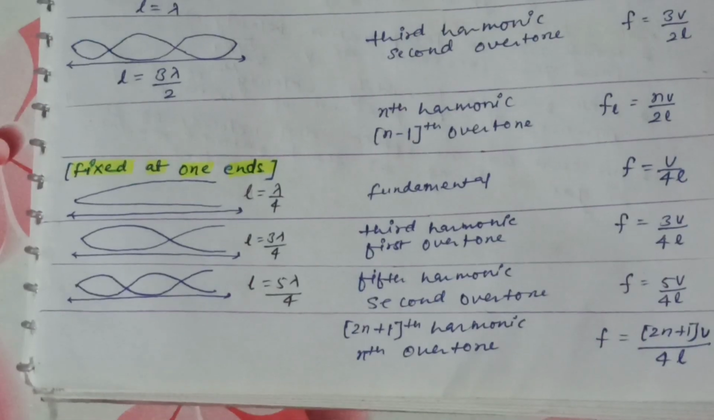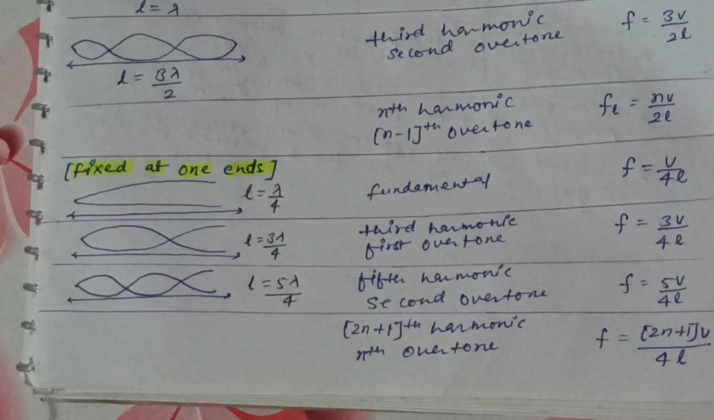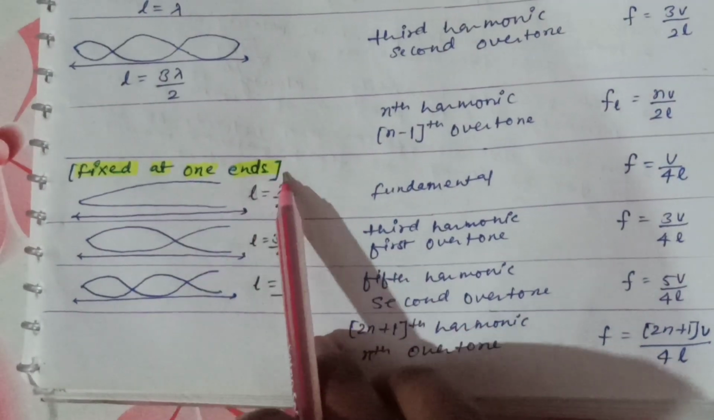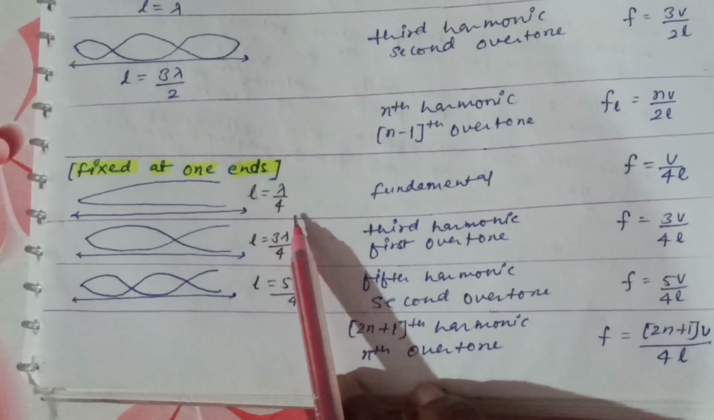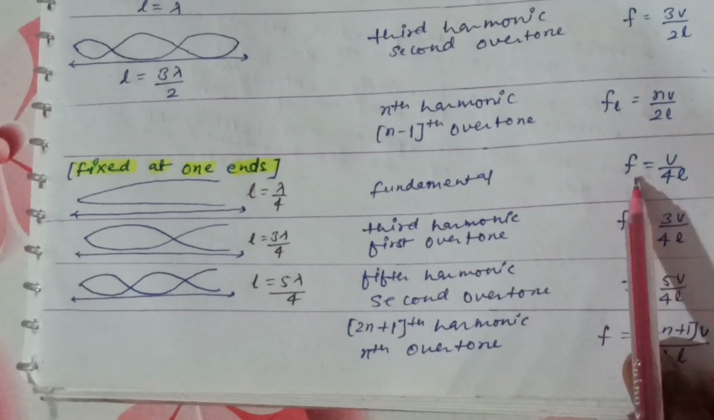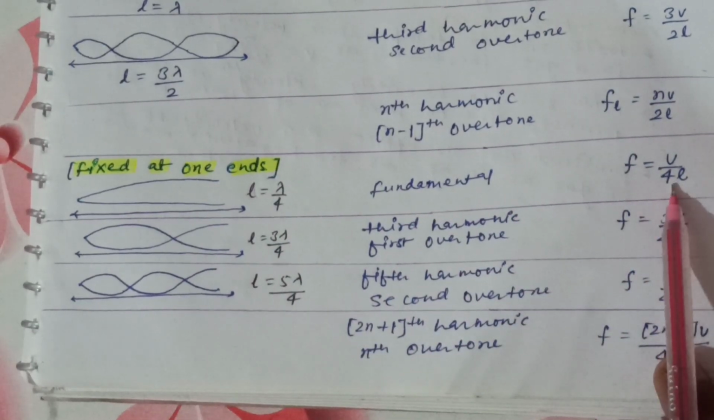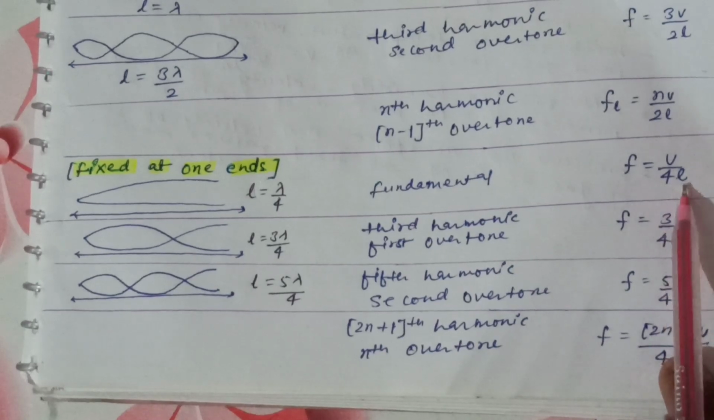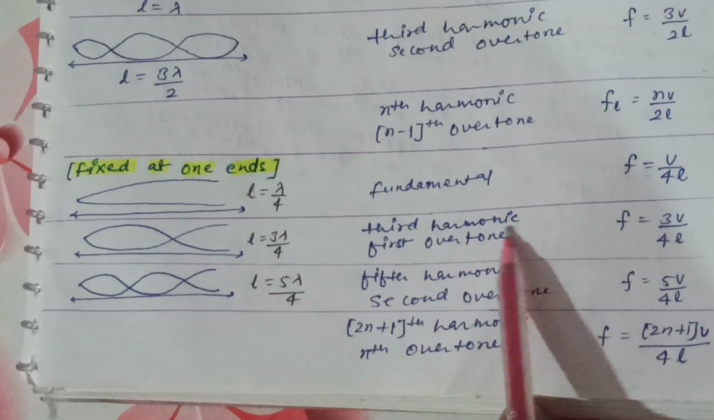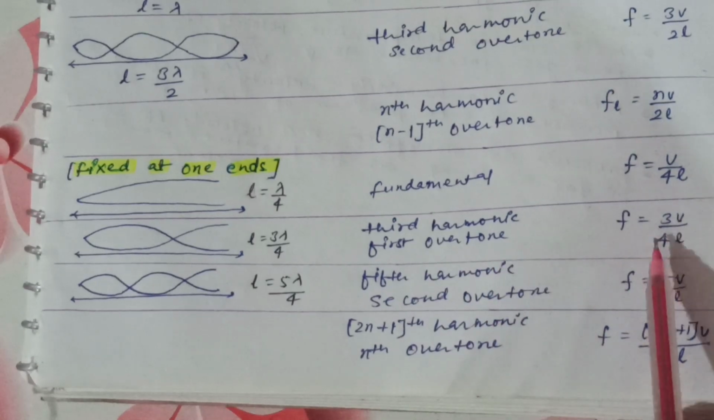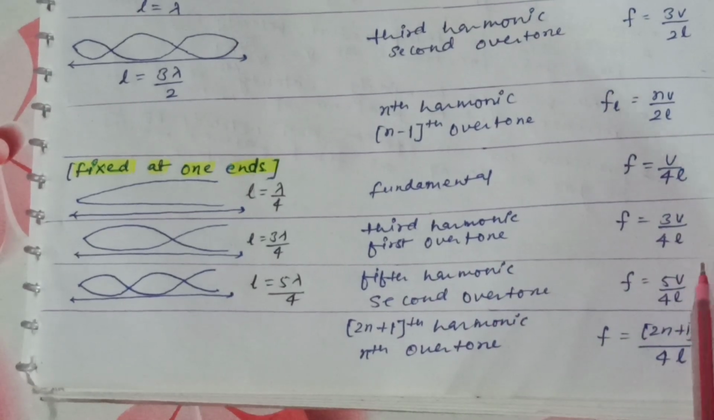Fixed at one end: L is equal to lambda upon 4, fundamental. f is equal to v upon 4L. L is equal to 3 lambda upon 4, third harmonic, first overtone. f is equal to 3v upon 4L.